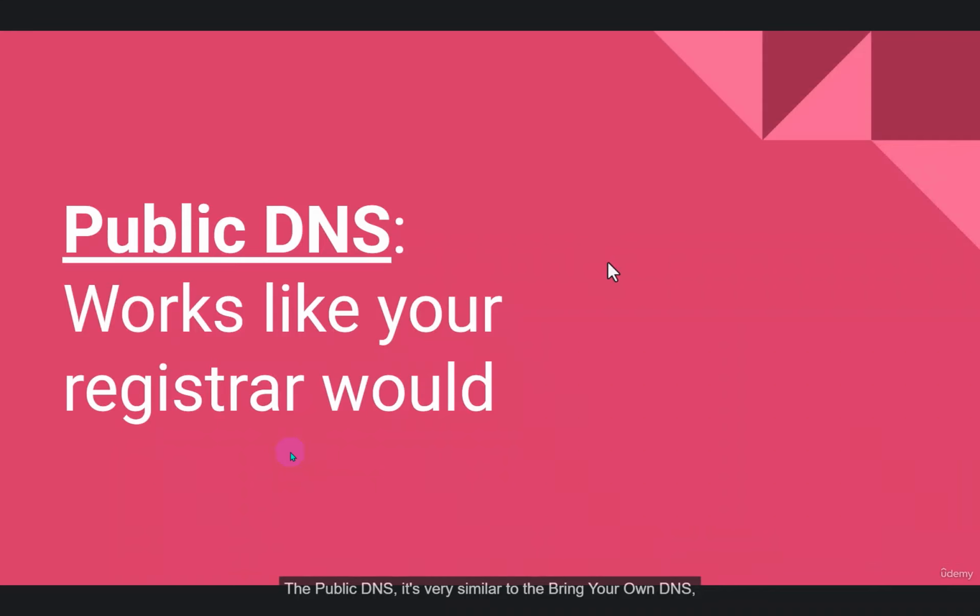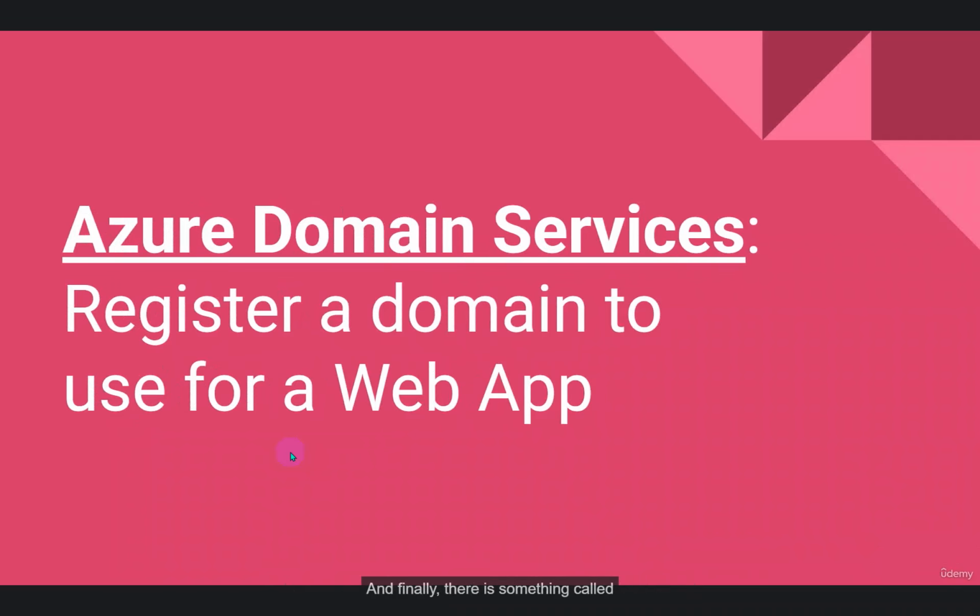The public DNS is very similar to the bring your own DNS. It's just working like your registrar would, but it's available within Azure. We have a video coming up talking about these things, demonstrating them. And finally, there is something called the Azure Domain Services, where if you need a domain, you can pay money for a custom domain, yourcompany.com, if it's available, and associate that with an Azure App Service. So those are the options currently within Microsoft Azure relating to DNS. In the next couple of videos, I will demonstrate to you private, public, and also the domain services.